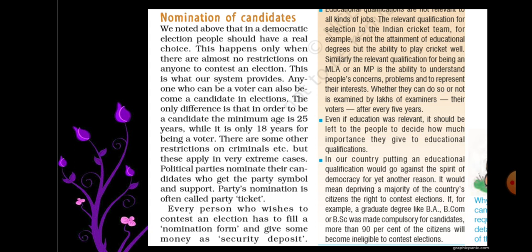Mainly four principles are involved in the electoral system. The first one is universal adult franchise. Second is representation of weaker sections. Third is open political competition. Then one vote, one value. So the four main principles of the electoral system are universal adult franchise, representation of weaker sections, open political competition, and one vote, one value. Then comes the election campaign.